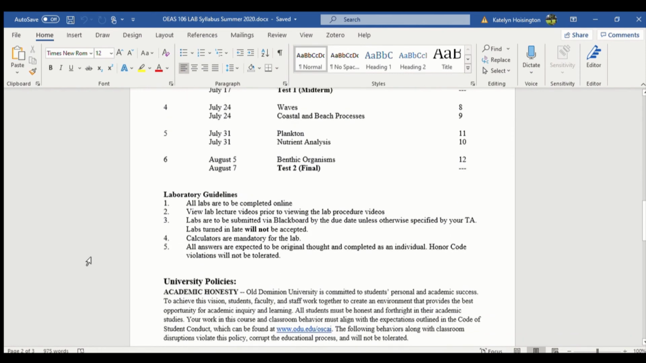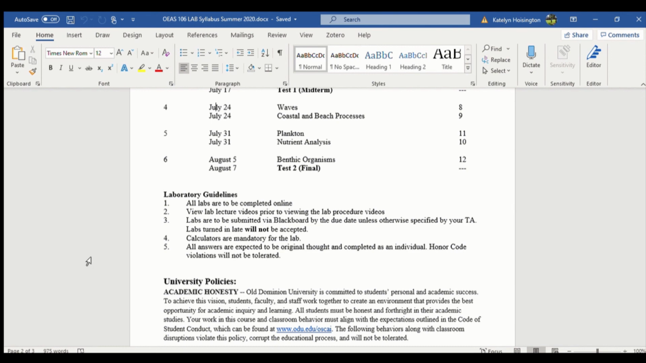All labs are to be completed online. We will give you a version that you can complete just simply in Microsoft Word. If you have difficulty opening the documents, please let us know as soon as possible. You will need to view the lab lecture videos prior to viewing the lab procedure videos. They are separate and distinct from the lecture portion of the course, so make sure you review both. Labs are to be submitted via Blackboard by the due dates unless otherwise specified by your TA. We went over that just a minute ago. Late labs will not be accepted.